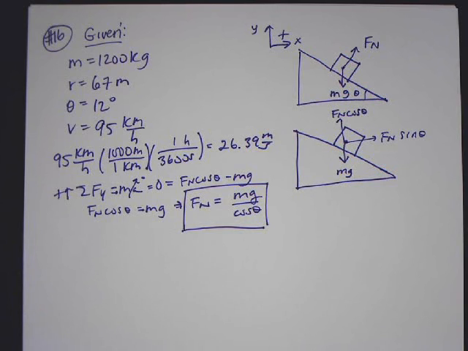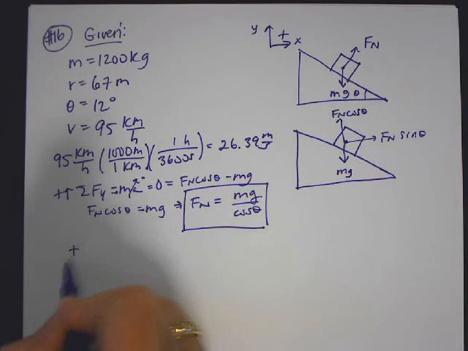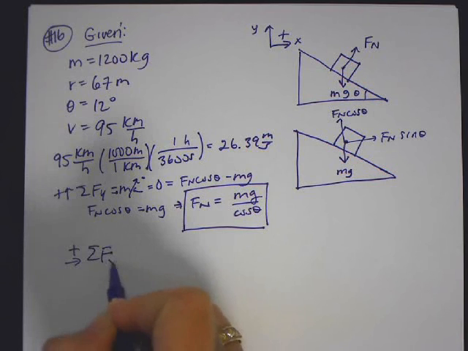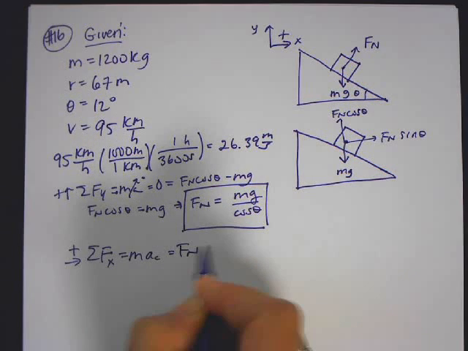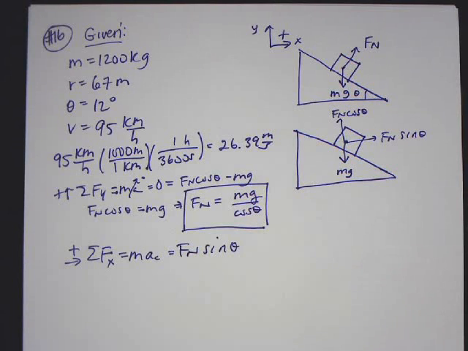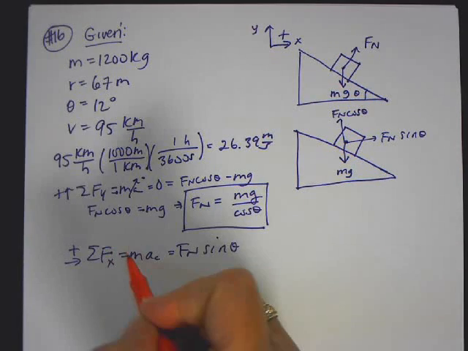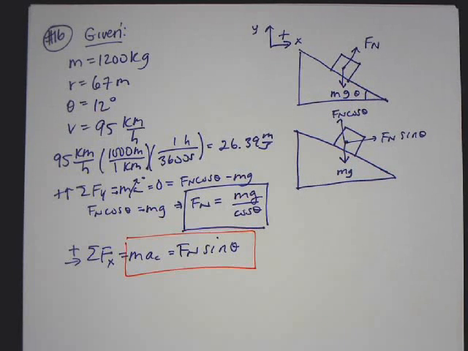Okay, when we sum forces horizontally, that would be Fn sine theta. And again, we haven't done friction yet. And there is going to be an acceleration. So now if I want to solve for, what am I solving for? There is no friction in this problem.